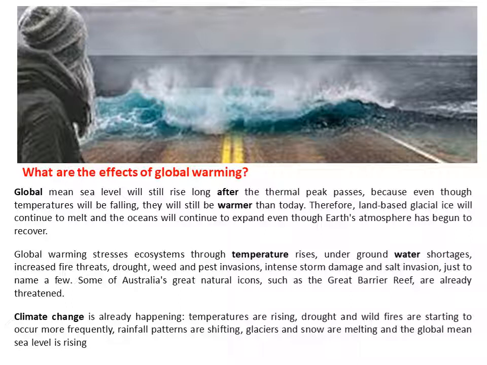Just to name a few, some of Australia's great natural icons such as the Great Barrier Reef are already threatened. Climate change is already happening. Temperatures are rising, droughts and wildfires are starting to occur more frequently. Rainfall patterns are shifting, glaciers and snow are melting, and the global mean sea level is rising.